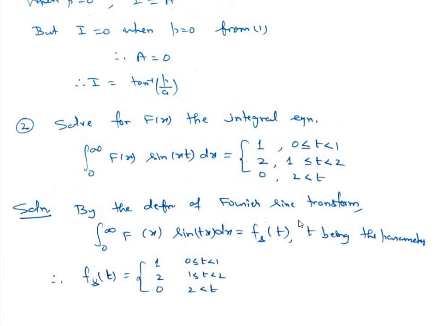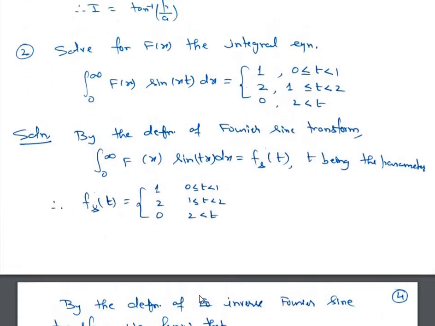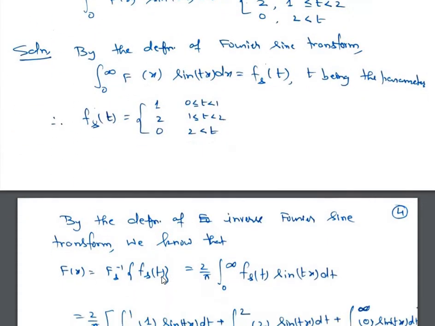Now by the definition of Fourier sine transform, the integral from 0 to infinity of f(x) sin tx dx is nothing but Fs(t). So therefore Fs(t) is equal to the same thing: 1 when 0 ≤ t < 1, 2 when 1 ≤ t < 2, and 0 when t is greater than 2. Now we want to find out capital F(x).